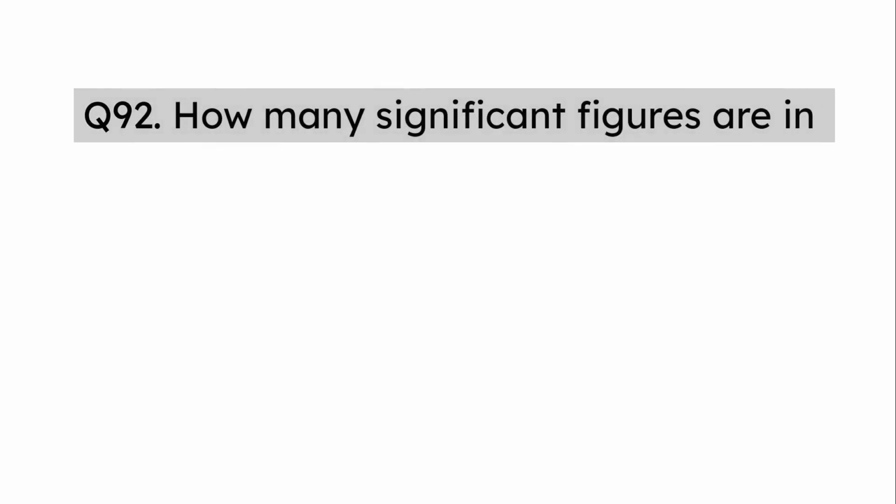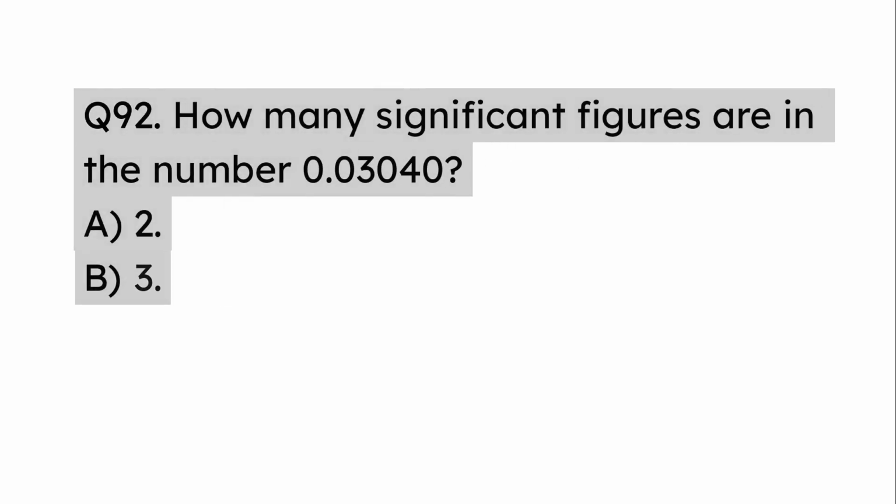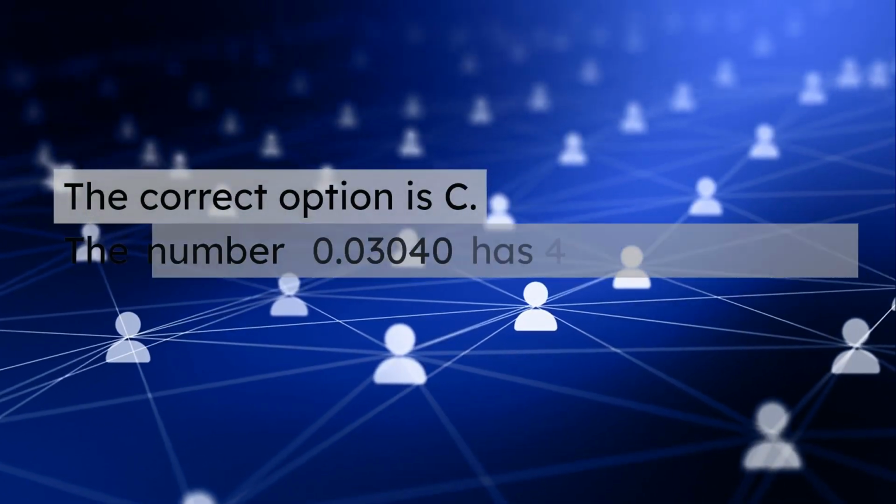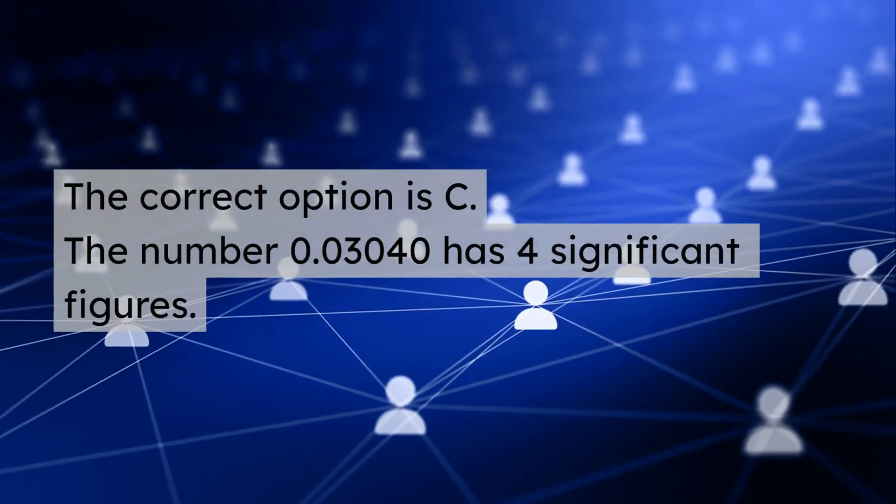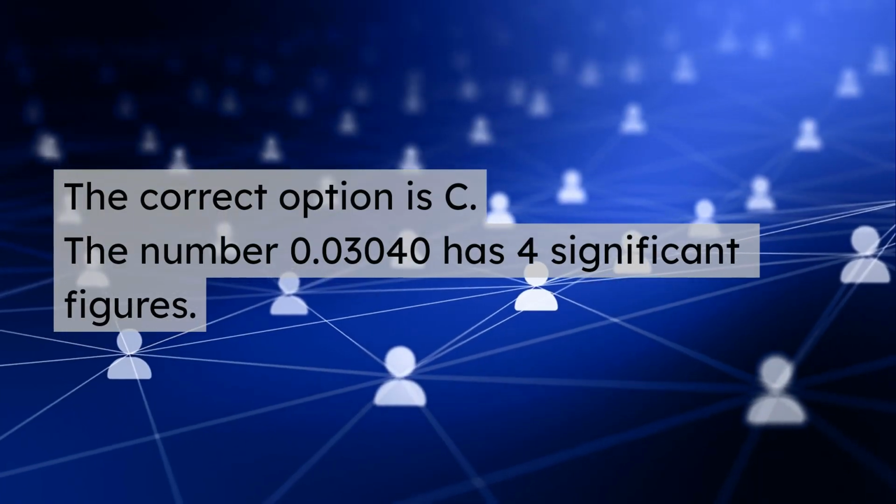Q92. How many significant figures are in the number 0.03040? A. 2, B. 3, C. 4, D. 5. The correct option is C. The number 0.03040 has 4 significant figures.